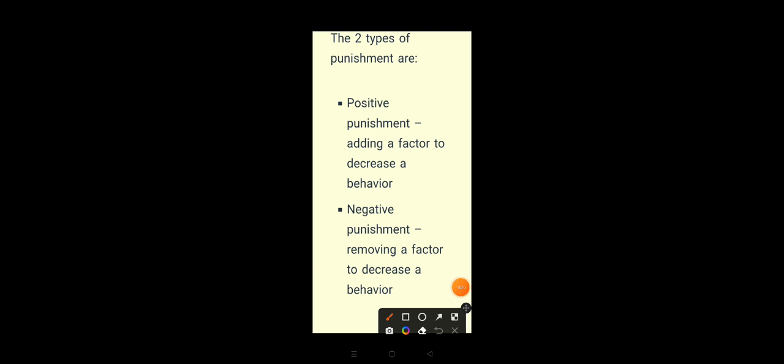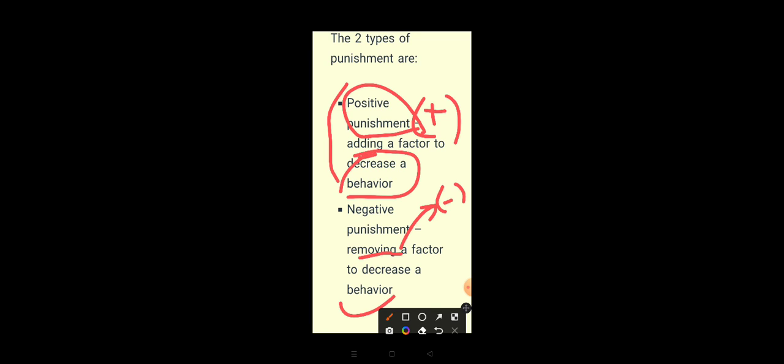Here I have it. Positive punishment: I'm adding a factor to decrease a behavior. Listen to me well. Positive punishment, I'm going to add something, plus, positive, adding. Negative punishment, remove a factor, take away a factor, like subtraction. Both are trying to decrease, the opposite of reinforcement. We are decreasing the bad behavior.